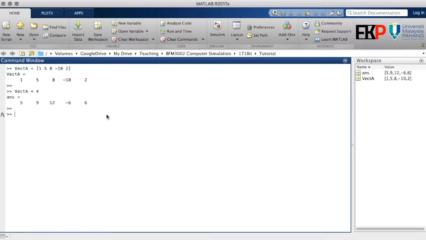We can do the same for a matrix. For example, we have matrix A that is equal to 6, 21, minus 15, 0, minus 4, and 8. So this is our matrix A, and if we do A minus 5, what we get is all of the elements in matrix A will be subtracted with 5. So 6 minus 5, you get 1, 21 minus 5 is 16, and so on and so forth.